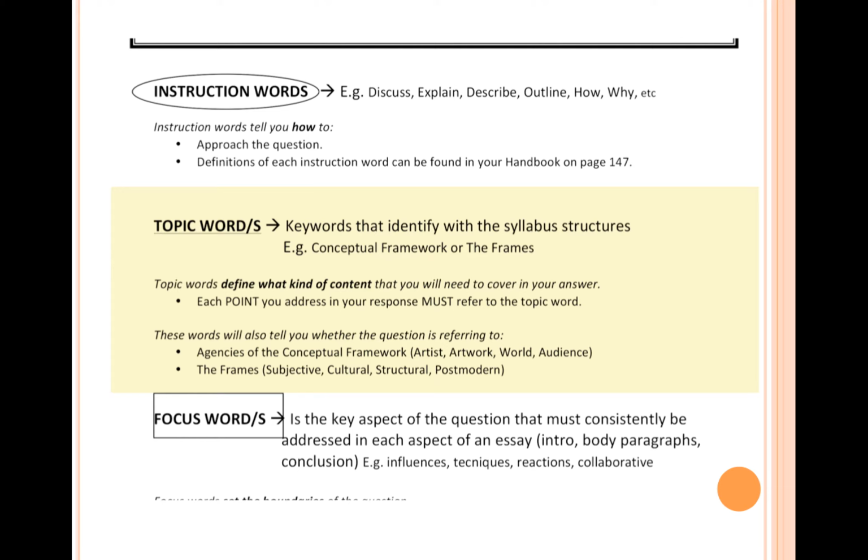Previously, I have given you basic word banks for the subjective, cultural, and structural frame. I ask you to take that home and start thinking about what these words have in common and just to be familiar with them in general so that you are able to deconstruct the question easily.